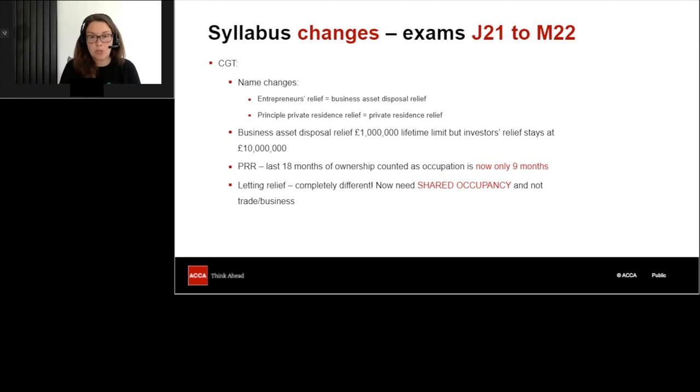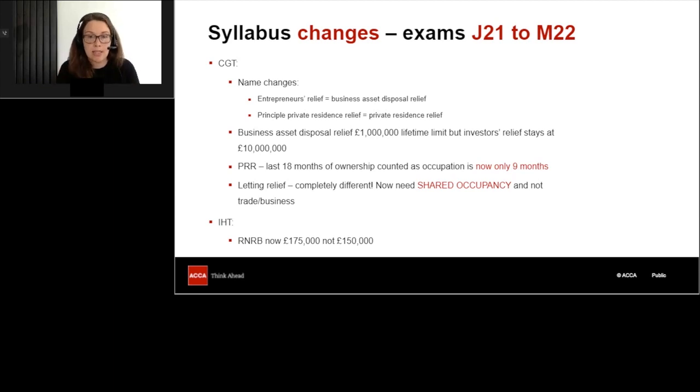But just before we have a look at that video, I just want to cover one little point on inheritance tax, because the only thing that's changed with inheritance tax really is that the residence nil rate band has now increased to £175,000 rather than the £150,000 that it was previously. So that's just the one thing on inheritance tax to watch out for.